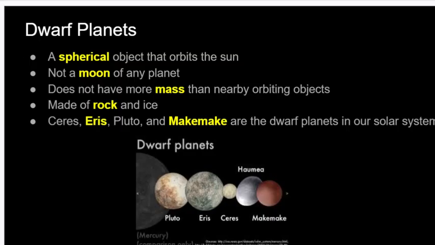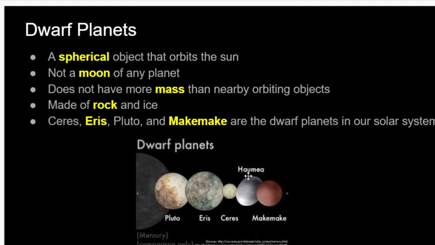Okay, now back to this slide again. We've got Ceres, Eris, Pluto, and Makemake are our dwarf planets in our solar system right now. Ceres, Eris, Pluto, and Makemake. Okay, now if you notice this, they are pretty small. This is Mercury, our smallest planet, for comparison. All of these are way smaller.